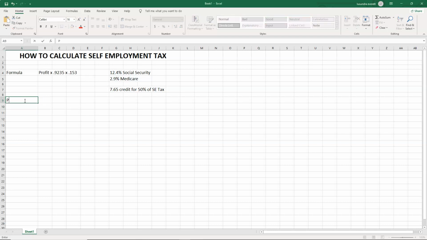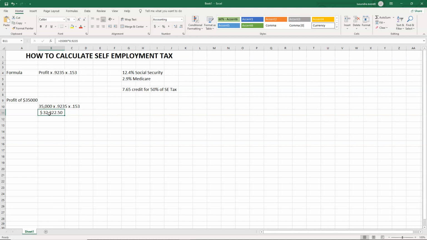So let's say you have a profit of $35,000. So we're going to take 35,000 times 0.9235 times 0.153. Okay, so this is going to equal 35,000 times 0.9235. Okay, so you got $32,323, right? This is what we're going to be having to pay self-employment tax on.